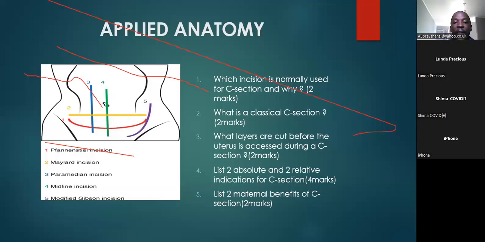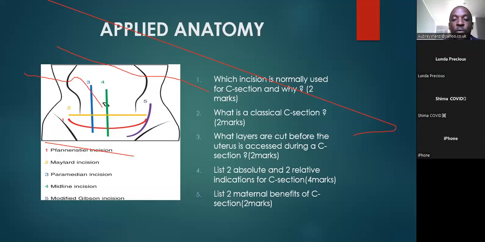So that's about a classical C-section, but that tutorial has already been talked about. The number 3 question we've already talked about: what layers are you cutting through the abdomen before you get to the uterus? That is really basic. Absolute indication means that there is no other way. There's only a Caesar as a possibility.